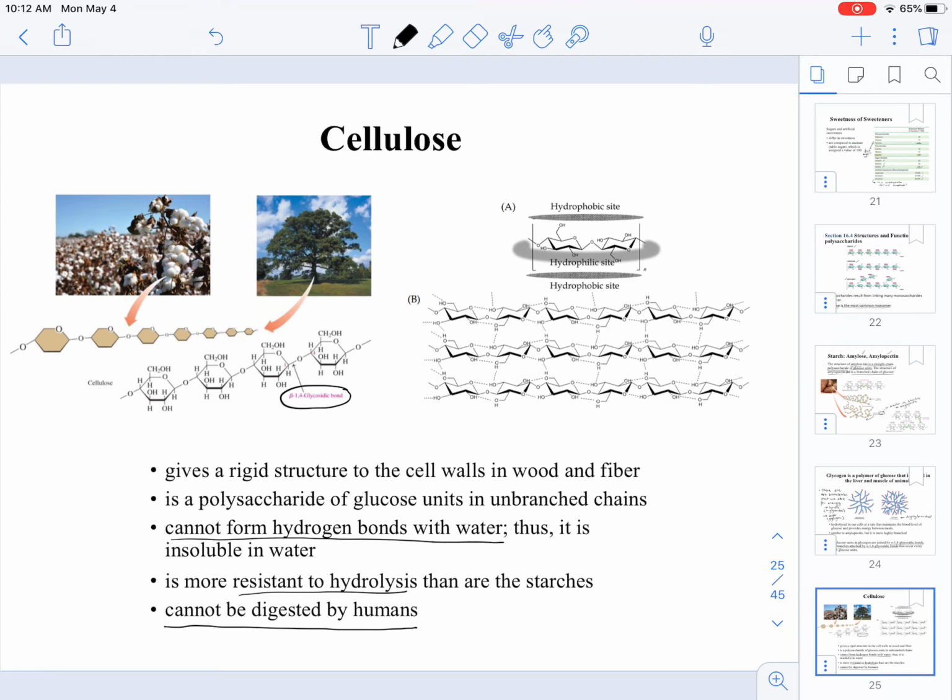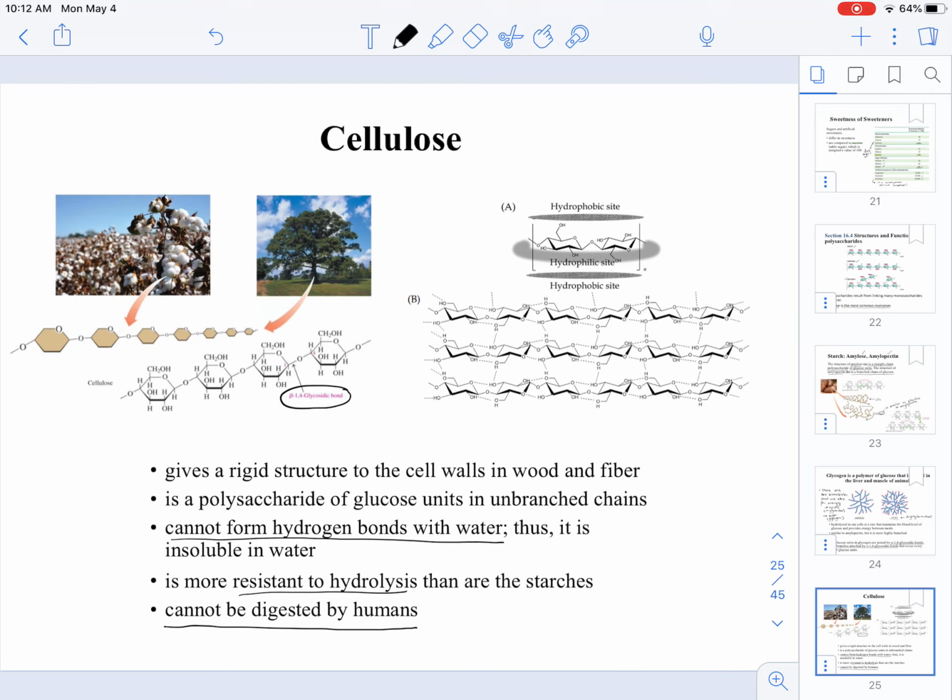As you can see on the right side of the slide, the glucose molecules that make up cellulose make a network of hydrogen bonds to themselves, but they are not interacting with water through hydrogen bonding. So again, cellulose is insoluble.